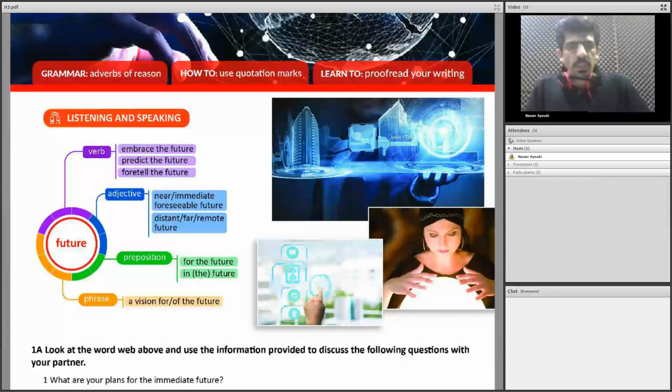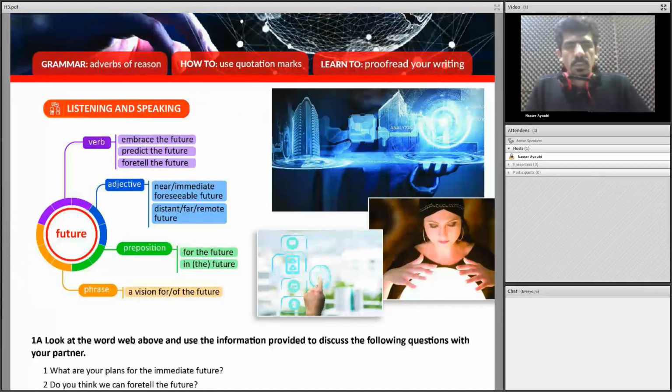Well, coming down, we've got a word web about future. Let's talk about different combinations of the word, different words with future. We are going to see what they mean and how they are used in sentences. So, future with a verb. The first one is embrace the future. Embrace the future means to accept the future willingly, accept what will happen in the future.